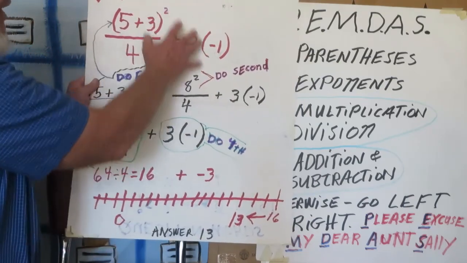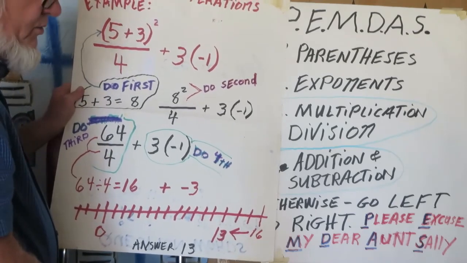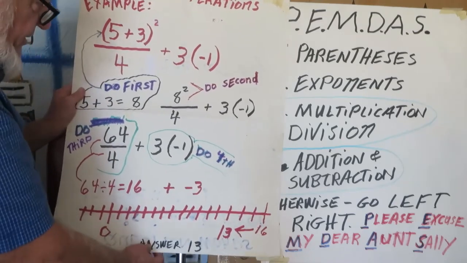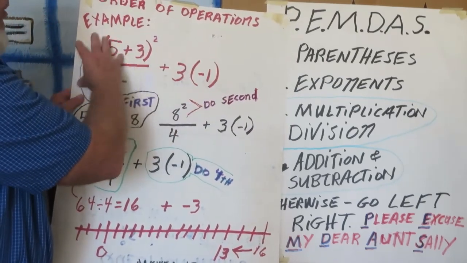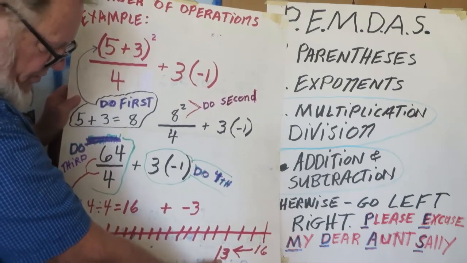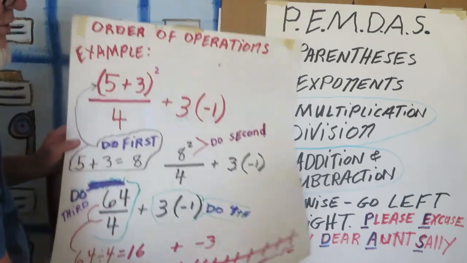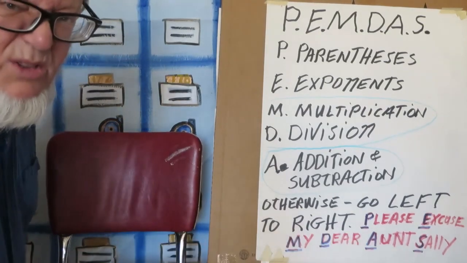So we've simplified. They don't call it solving problems all the time in algebra. Sometimes they refer to it as simplifying. You simplify this mess here and boil it down to the number 13. So just remember to use your order of operations when doing those problems.